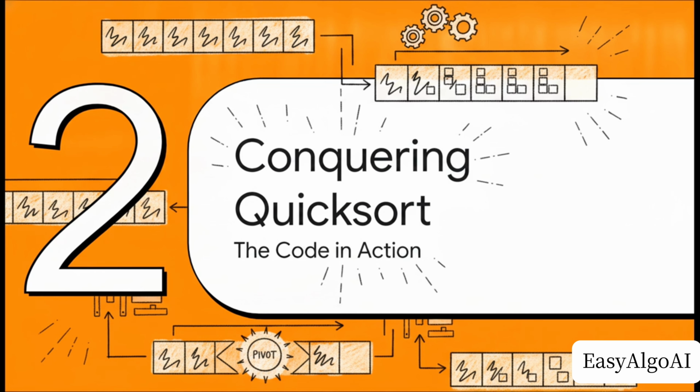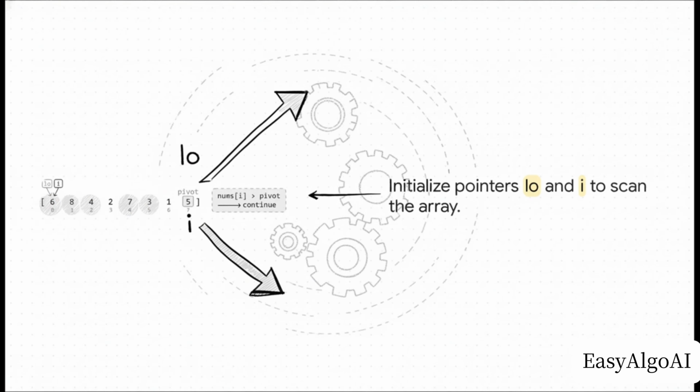Section 2. Conquering with quicksort. Let's see how we actually arrange those numbers around the pivot in real, efficient code. The real secret sauce here is executing this partitioning step in linear time without eating up extra memory. We do this by setting up two simple pointers. First, we pick the rightmost number, 5, as our pivot. Then, we drop a pointer called low at the start of the array to track exactly where the next small number should go. Our second pointer, i, acts as our active scanner.